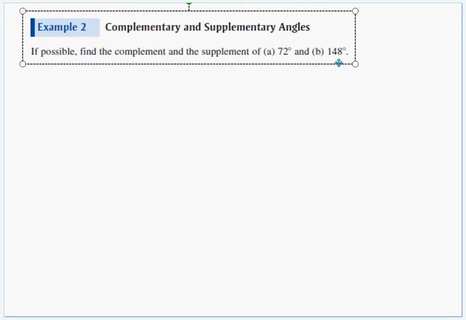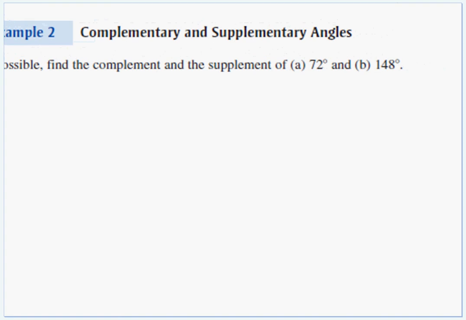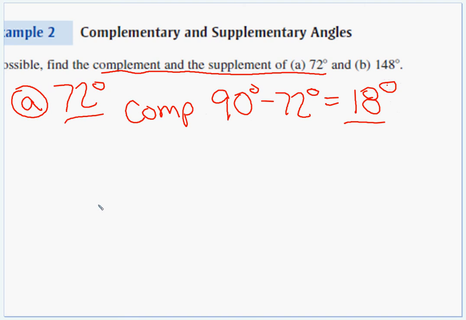So here for example 2, that's a two-parter. We've got A and B. So I'll do A in red. A. Given angle is 72 degrees. Find the complement and supplement if possible. So for 72, our complement is going to be 90 degrees minus 72 degrees, which is 18 degrees. 18 and 72 are complements.